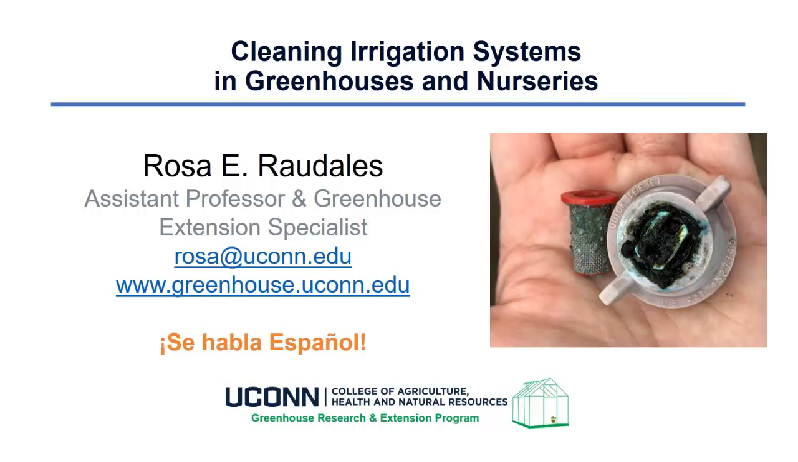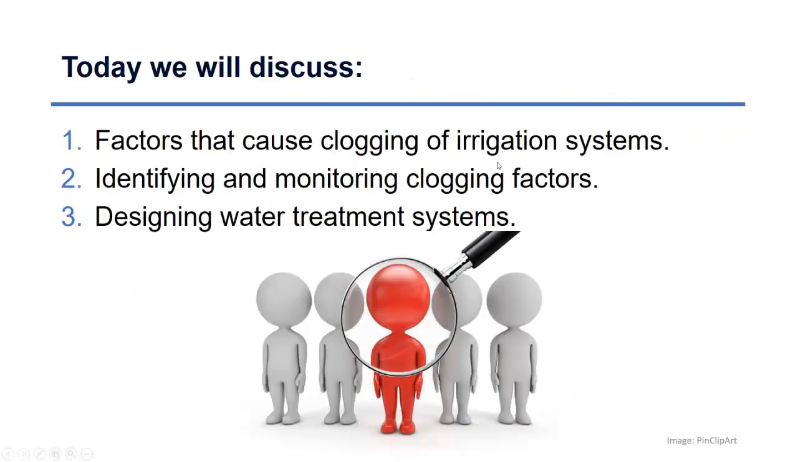So let's get into the subject then. Today we're going to talk about factors that cause clogging of irrigation systems. We're going to talk in general about how to identify and monitor those clogging factors, mostly in terms of trying to understand how to make decisions. And finally, we're going to talk about designing water treatment systems.